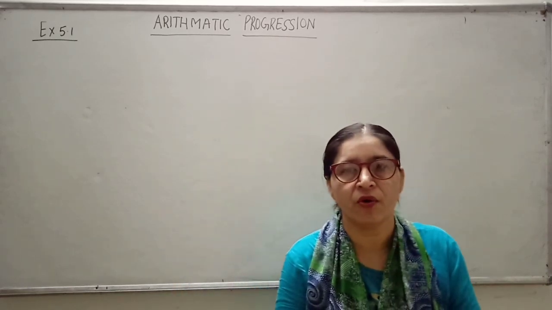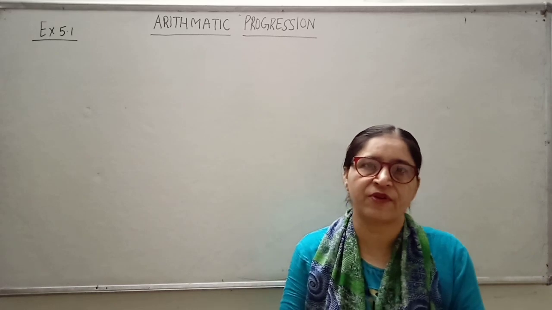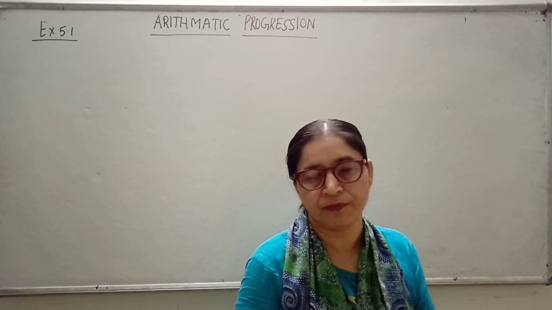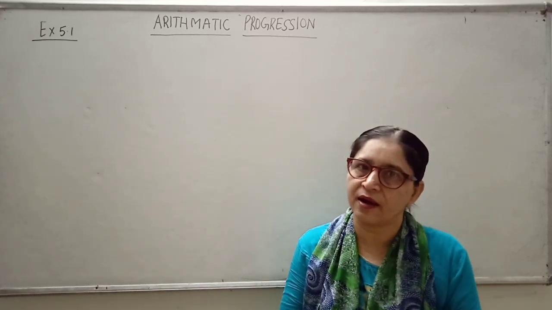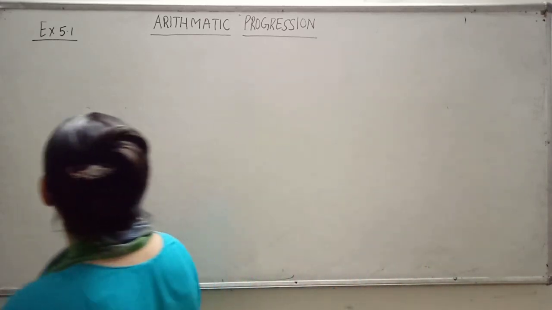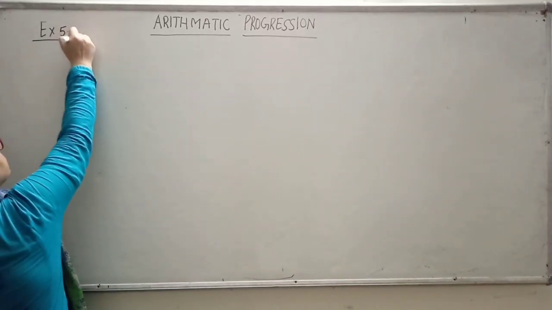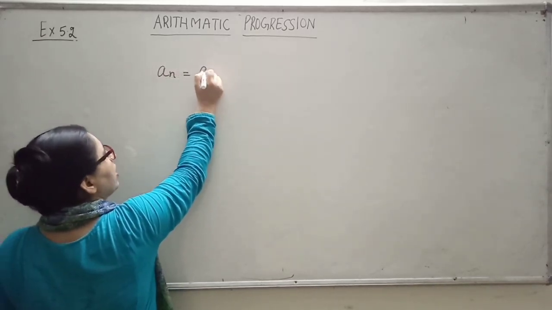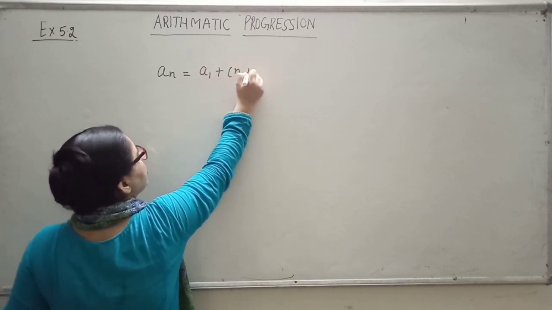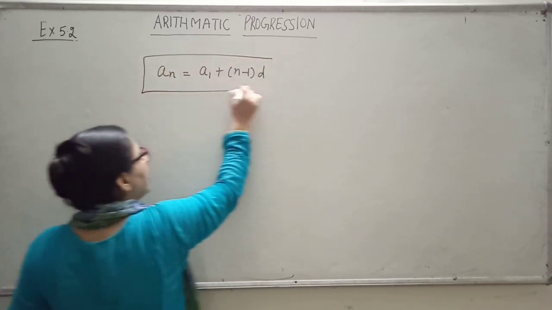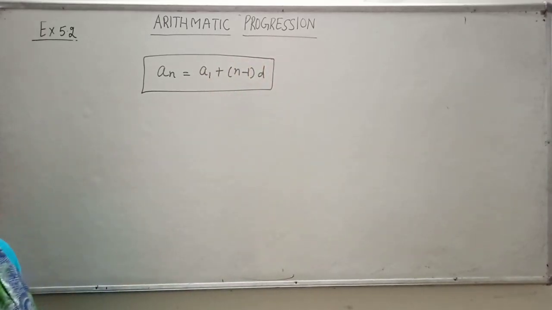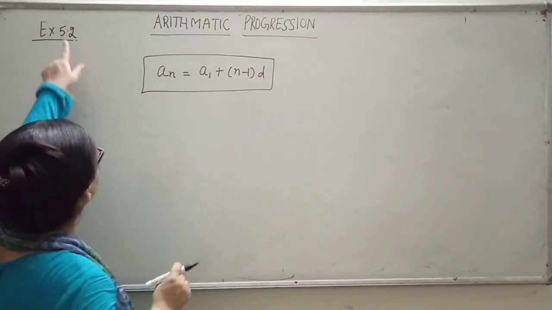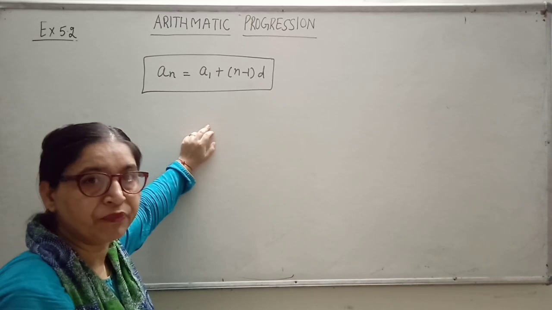Try those questions. Now I'm coming to next exercise, that is the 5.2, that is based on the formula for nth term of an AP, which was discussed in my last lecture. So let us once again revise that formula. What is an? An मैंने बताया था आपको a1 plus n minus 1 into d. It was derived in the last lecture. An is a1 plus n minus 1d. All the questions of this exercise 5.2 are based on this formula.